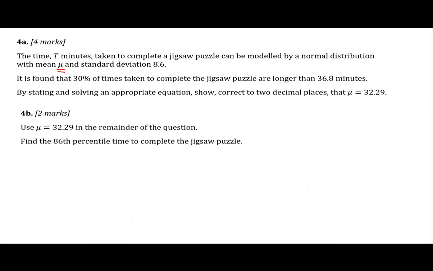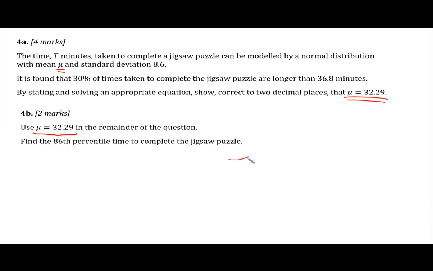Okay, so let's take a look at part B right here. Part B says to use the mean 32.29 in the remainder of the question. The reason they tell you this is that if you couldn't get the show part in part A, you can still use it to do the rest of the problem. We're trying to find the 86th percentile time to complete the jigsaw puzzle.